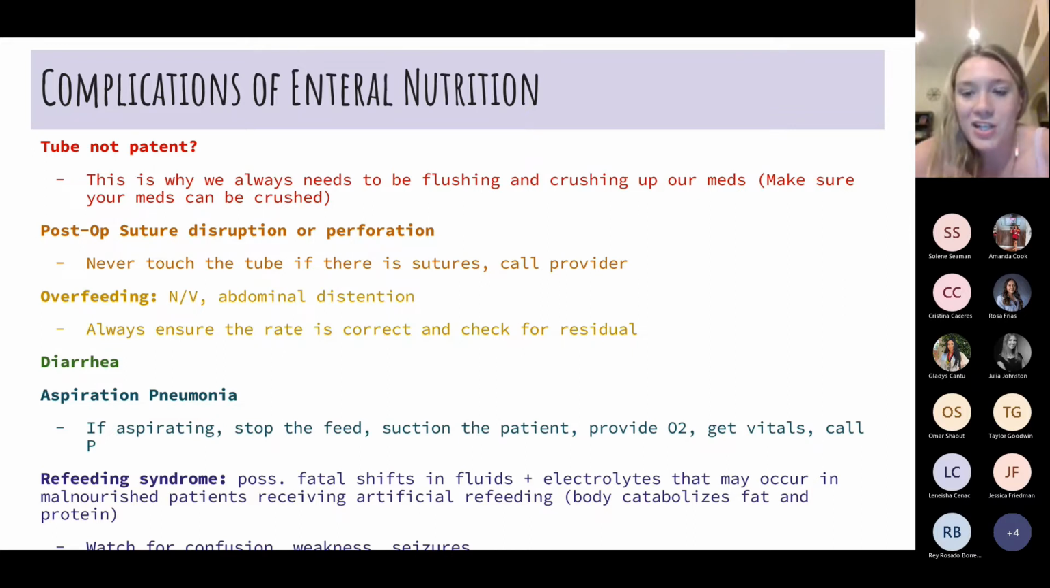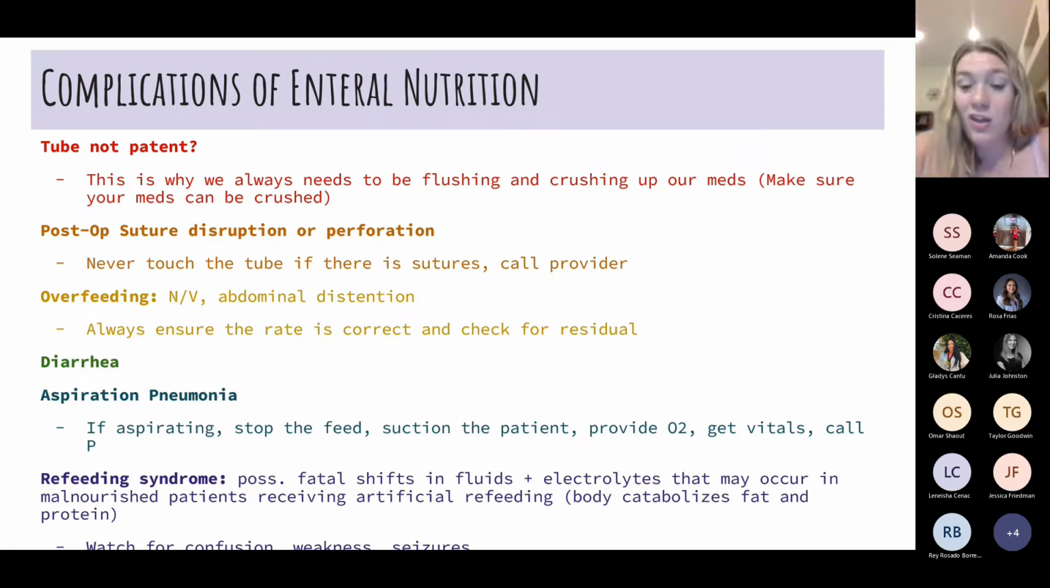A lot of our complications, this is like troubleshooting, if you will. So I'd pay special attention to this because as nurses, this is what we're going to have to do. If my tube is not patent, that's probably because I wasn't flushing or I wasn't crushing. So ideally, we want to flush the tube to determine patency about every 4 hours. And we always do it both before and after feeds.